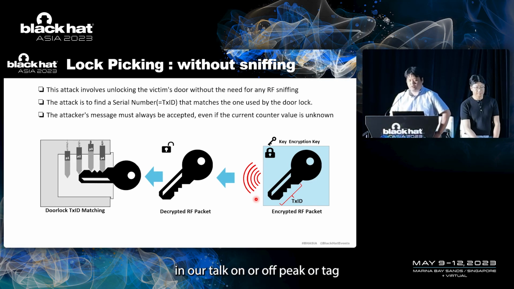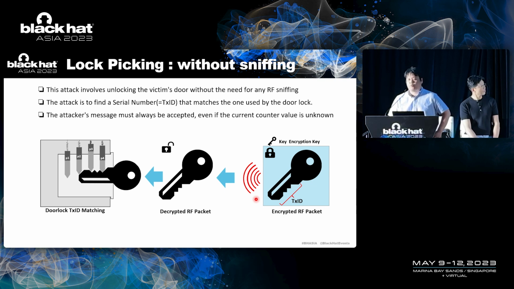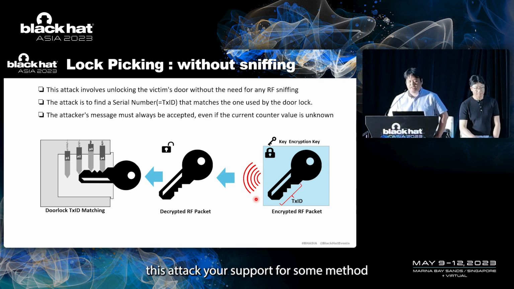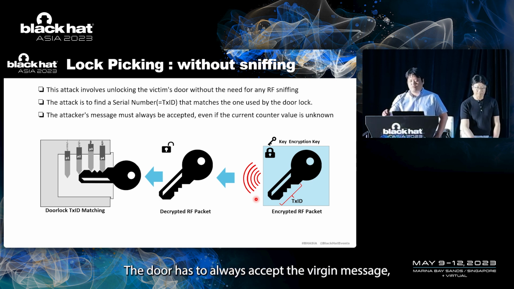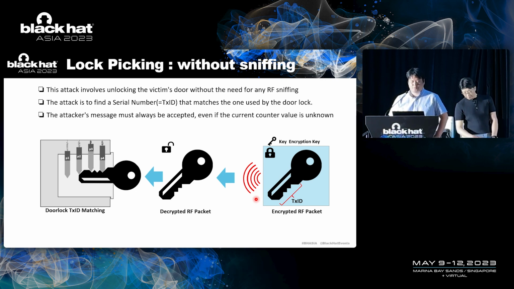In our talk, a lockpick attack is manipulating the message to open the door lock without sniffing. This attack uses a brute force method where the attacker sequentially tries possible ID values to find the right one to unlock the door. To successfully execute this attack, there is a crucial requirement: the door lock has to always accept the message, even if the attacker doesn't know the current counter value.